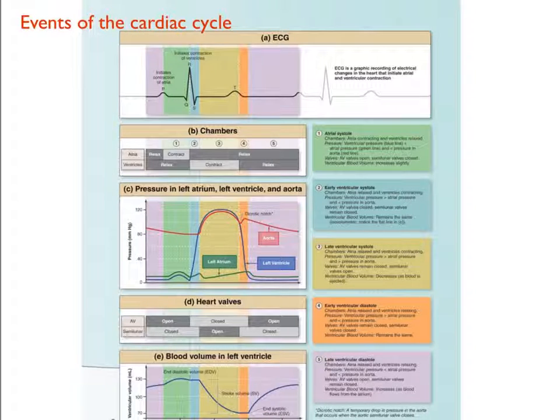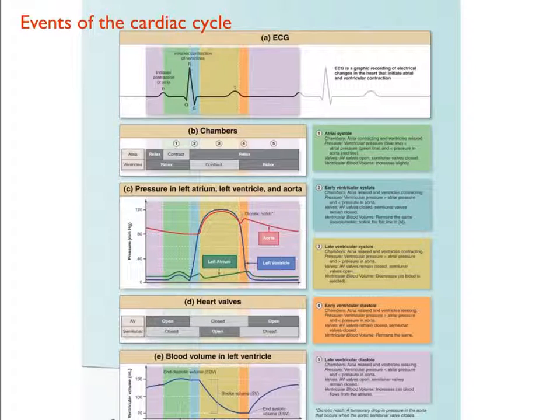During this time, the AV valves, of course, are open because blood is going from the atria into the ventricles, so the AV valves have to be open. Semilunar valves are closed at this point because the ventricles are not pushing blood through them into the pulmonary trunk nor the aorta, so semilunar valves are closed.